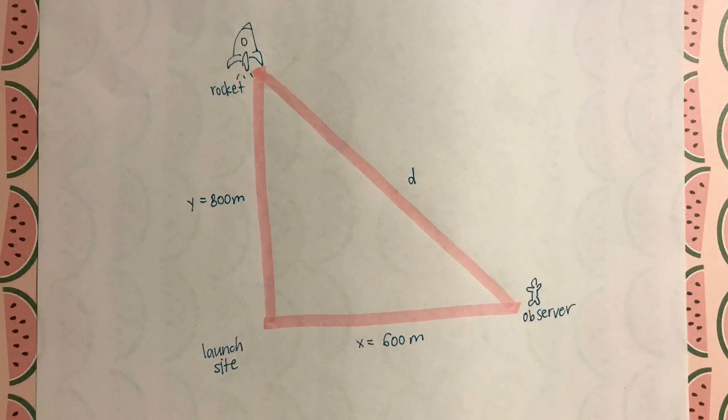So first, draw a figure. In this scenario, I'm going to draw a right triangle. The launch site is going to be at the origin, the y-axis is going to be where the rocket is, and the x-axis is going to be where the observer is. I'll label y as 800 and x as 600.